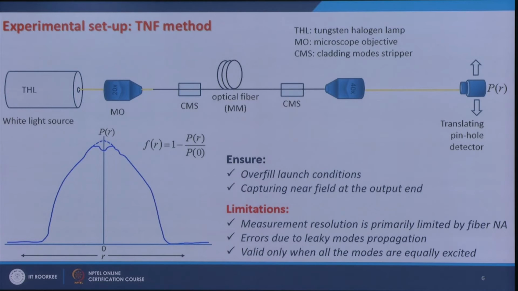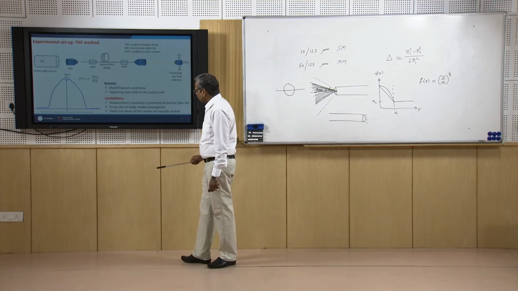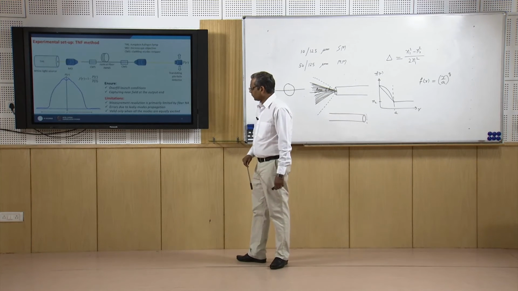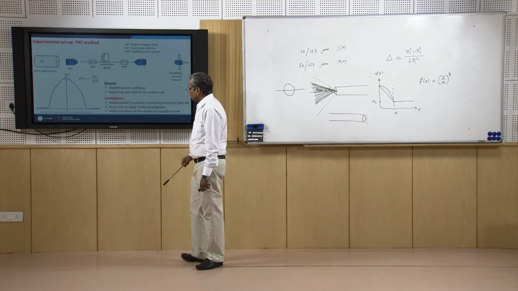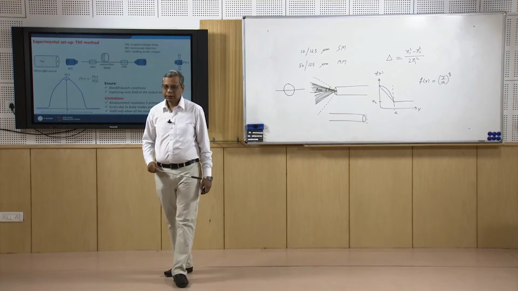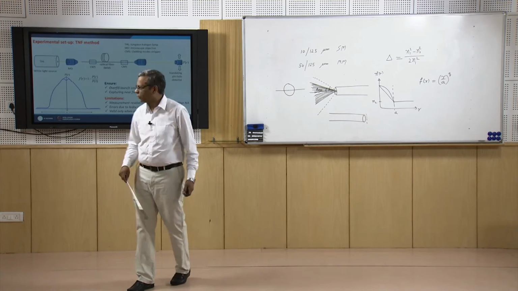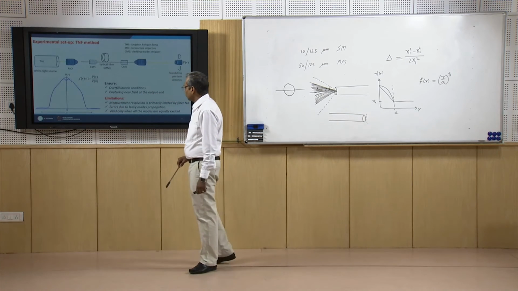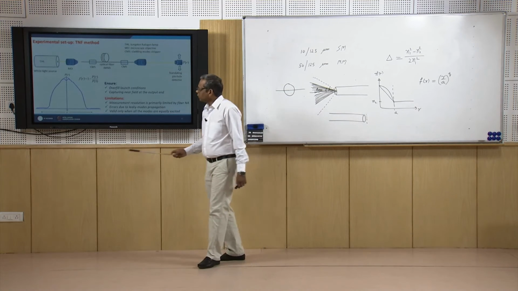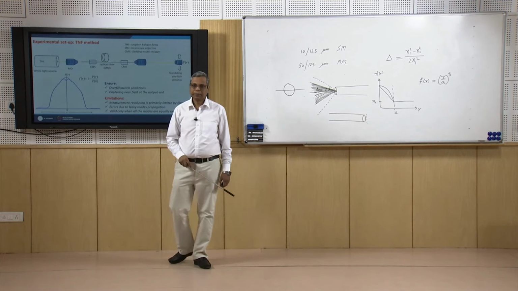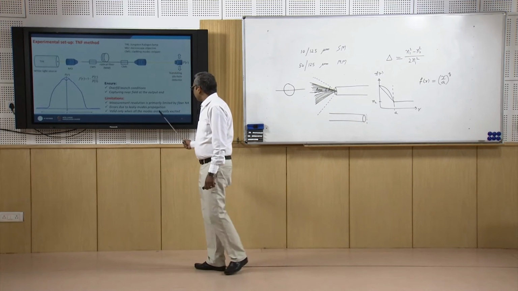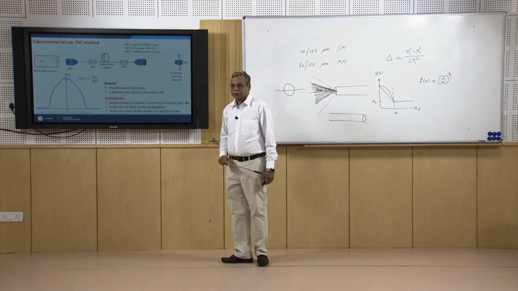What are the limitations? The limitations of this method are that the measurement resolution is primarily limited by the fiber NA, and there might be some leaky mode propagation. So, the light which is going into leaky modes also contributes to this PR. And another very important one is that this whole method is valid only when all the modes are equally excited. So, I should ensure that.